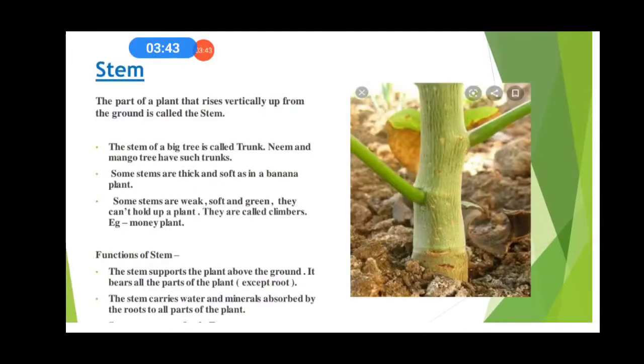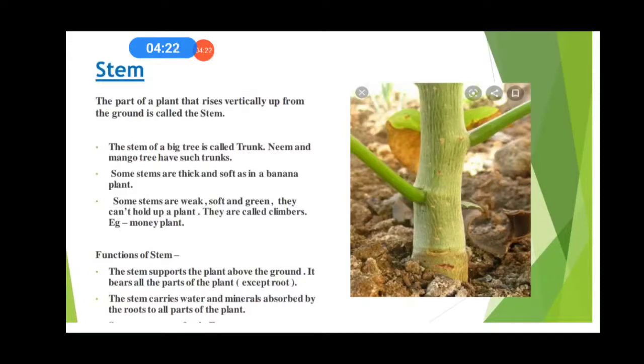Now, move to stem. The part of the plant that rises vertically up from the ground is called the stem. We know there are different types of stems. Some stems are big and they are called trunk, like neem, mango, etc. Some stems are thick and soft, like banana plant. Some stems are very weak and they need support to grow. They are soft, they are green, like money plant. Okay, so these are some kinds of stems.